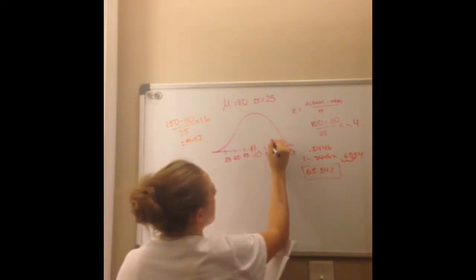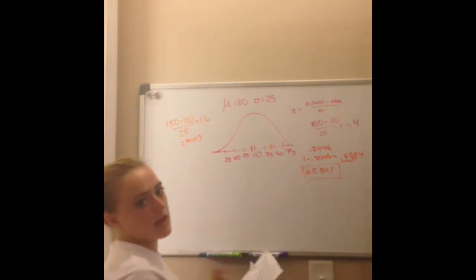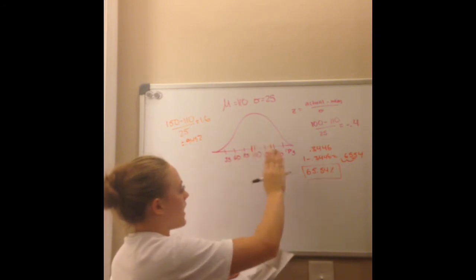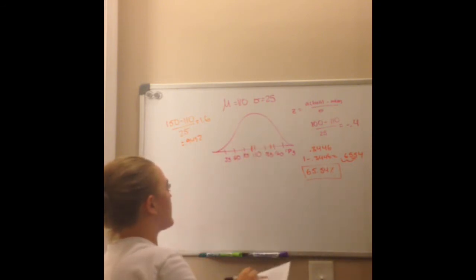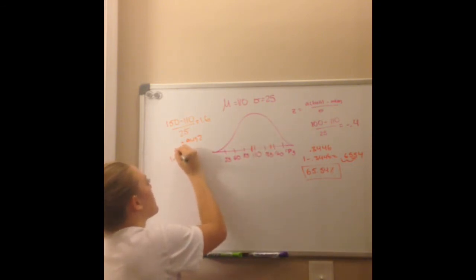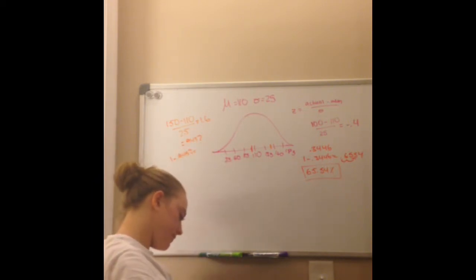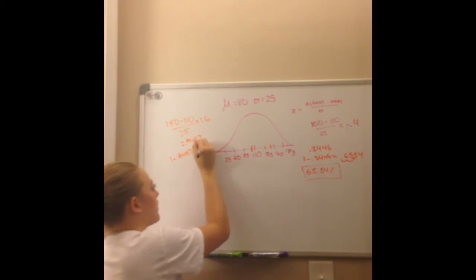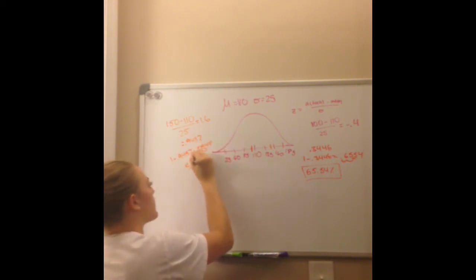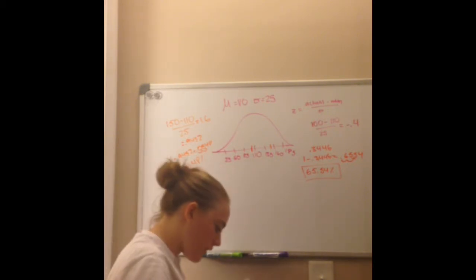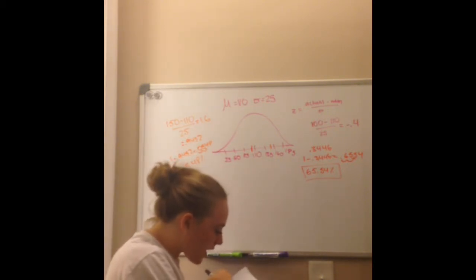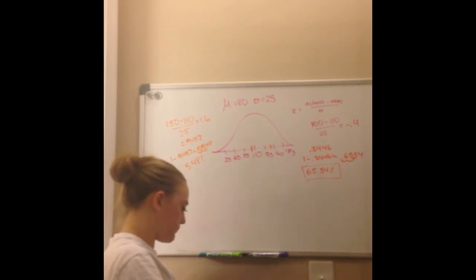Okay, so we see 150 is about right here. Remember, table A only told us what was on the left side. So we need to find that little area on the right side. So we're going to do 1 minus 0.9452. And you should get 0.0548. Move the decimal over 2, and then you now have 5.48% of people had an IQ score above 150.